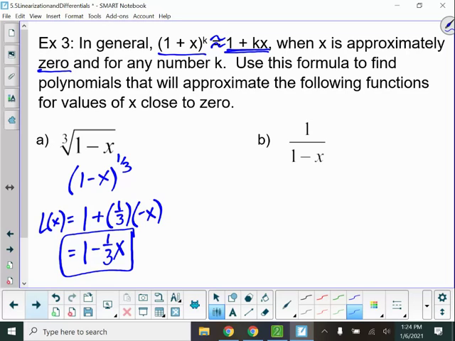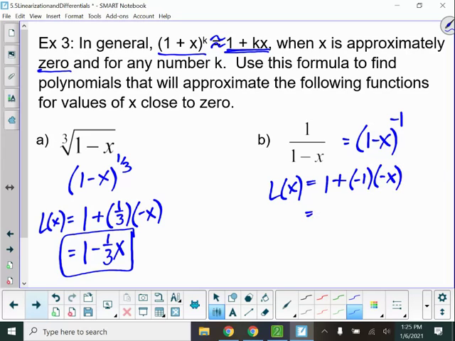For the next one, for part B, this is 1 minus x to the negative 1 power. So again, my linearization is going to equal 1 plus my exponent times my x value. And so that's actually just going to be 1 plus x. Now your book does go through a part C and a part D for this. So if you're interested, you can look through that and see how the C and D work. Again, this is just something that's kind of neat that it has this type of relationship, but we aren't really going to be using it a whole lot in class.